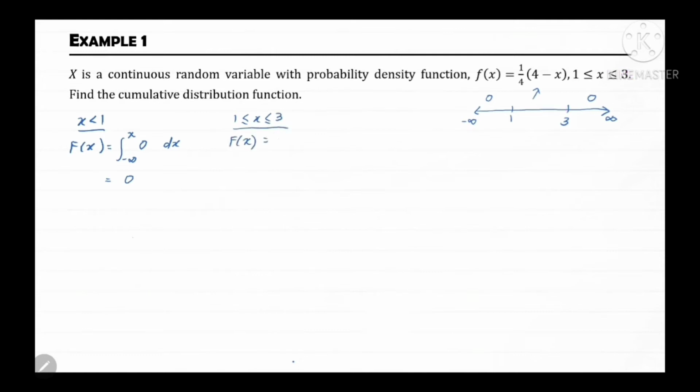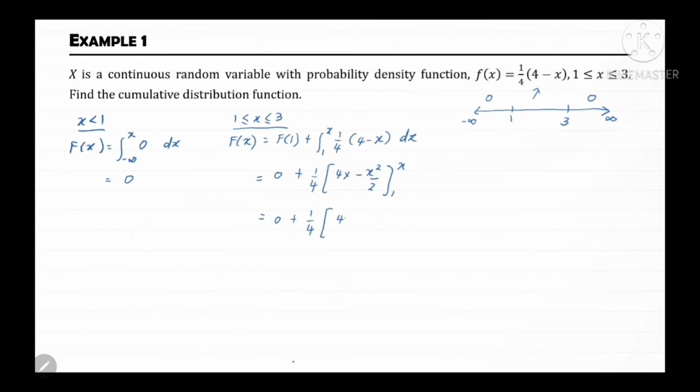The cumulative is from the previous interval. The highest value is 1, so this is F(1) plus the integral from 1 up to x. The function is 1 over 4 times (4 minus x) dx. So we substitute 1 into the previous interval function, we still get 0, plus, and integrating this, we get 1 over 4 times (4x minus x squared over 2) from 1 to x.